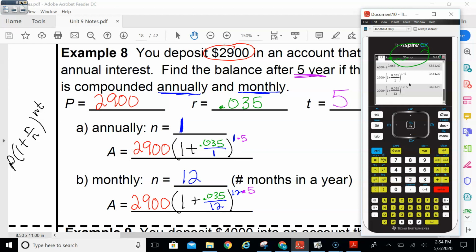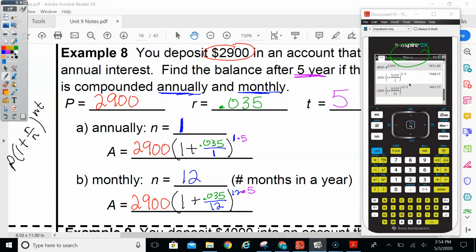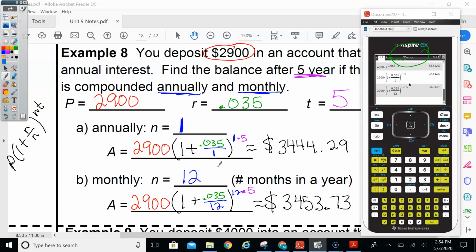Okay, so for A, if I compound it once a year, I end up with $3,444.29. If I compound it 12 times a year, I get $3,453.73. So just a little bit more. But again, if you had the choice, compound more often than not.